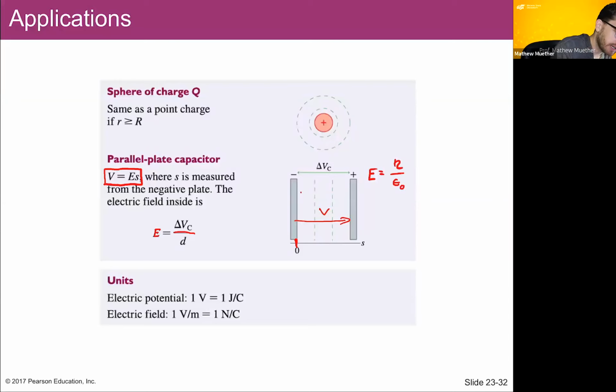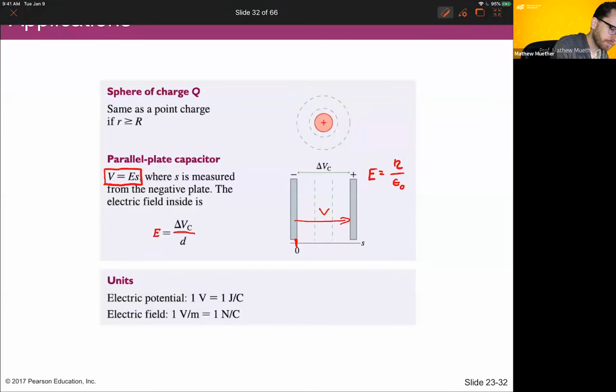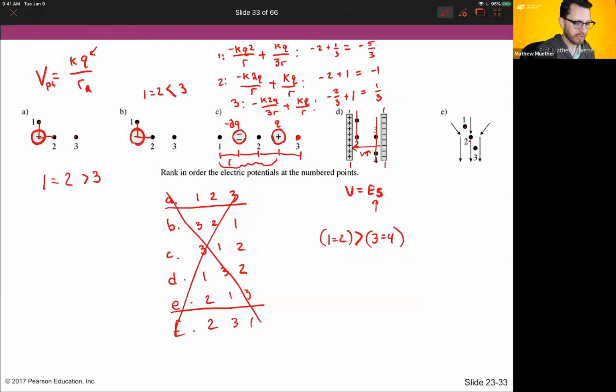What direction does the electric field point in this case? Remember it moved, oops, sorry, wrong. The electric field points from the positive to the negative plate. So what we can see here is if I'm moving against the direction of the electric field, my potential energy should be increasing, right? Just like we would expect from the energies. So how would we rank 1, 2, and 3 in problem E? What do we think?